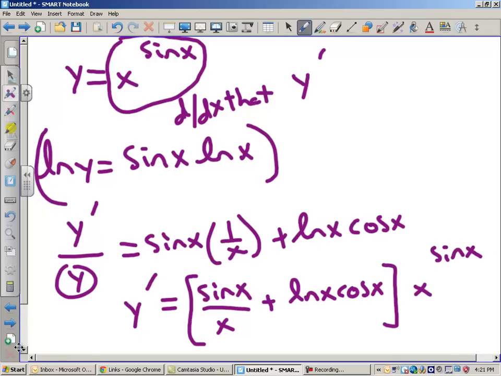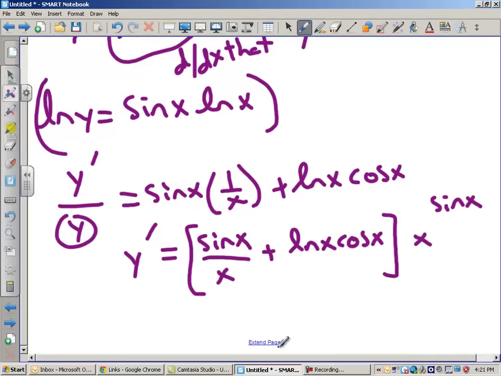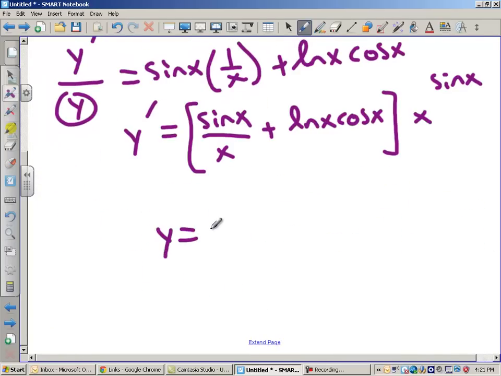Last thing that I'm going to ask you, and I'm not going to do it for you: if I have x to the x, can you find y prime? That might be a good test question.